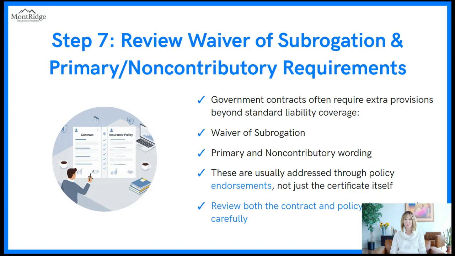Step 7. Review waiver of subrogation and primary non-contributory requirements. Government contracts often require extra provisions beyond standard liability coverage, waiver of subrogation, primary and non-contributory wording. These are usually addressed through policy endorsements, not just the certificate itself. Review both the contract and policy documentation carefully.